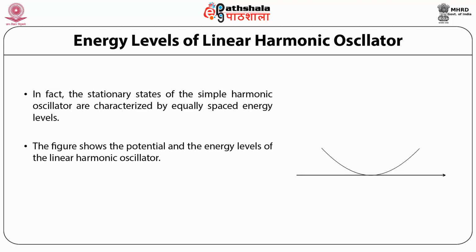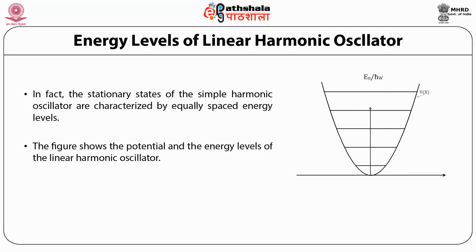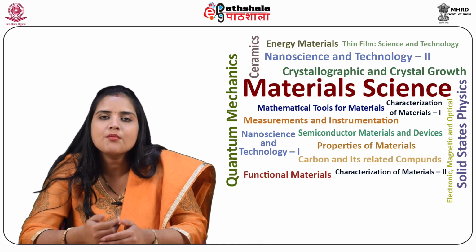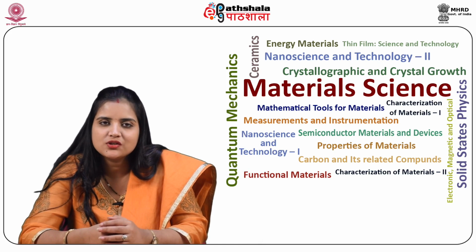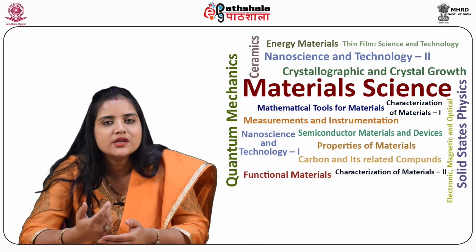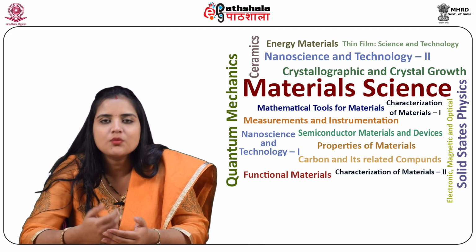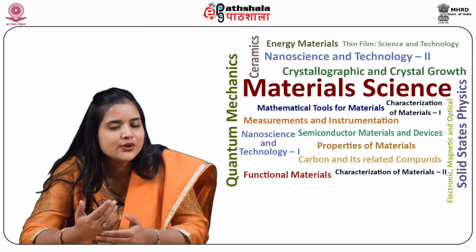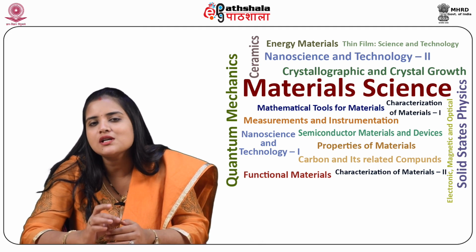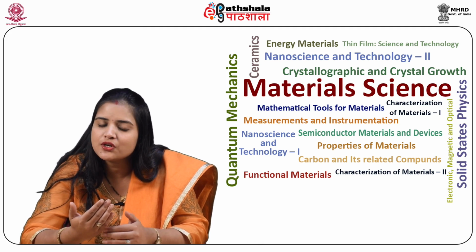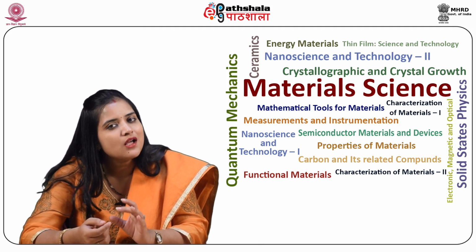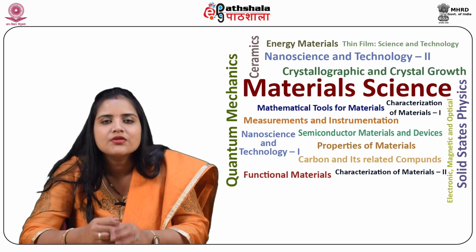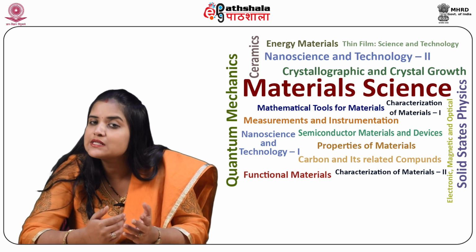The figure shows the potential and the energy levels of the linear harmonic oscillator. We next discuss the Gaussian form of the state and zero point energy. The lowest energy, which is E0 equal to h cut omega by 2, is called the zero point energy. It is not zero due to the fact that the particle is confined to a finite region of space, and therefore by the uncertainty relation its momentum cannot be zero, and hence the energy cannot vanish in any state.